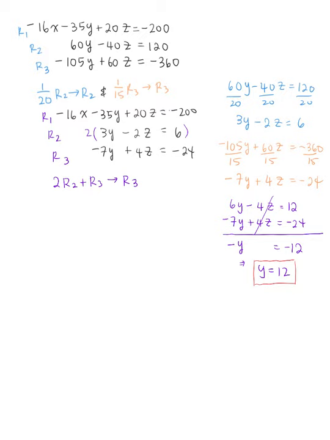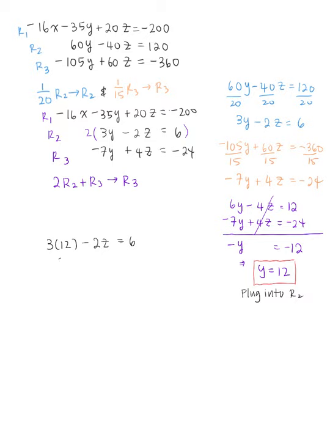Okay, so then you're gonna have 3 times y. So let me plug this into row 2. Okay, so then that's my next step. So here what we're gonna get is 3 times what is that, 12 minus 2z equals to 6.